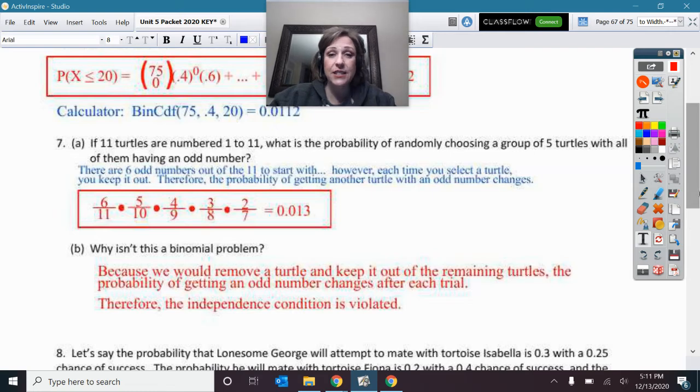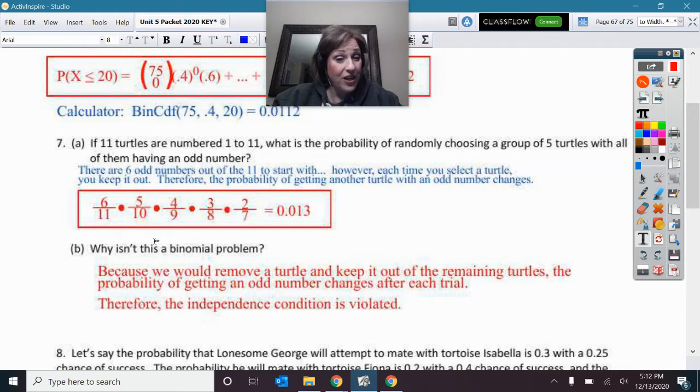So you kind of had to step away from just making an assumption that it's out of 11, choose 5 successes or whatever it was. Because what happens is when you pull one of those turtles out, you don't replace it. So here we don't have an independence situation. And actually, that's what question B asked.